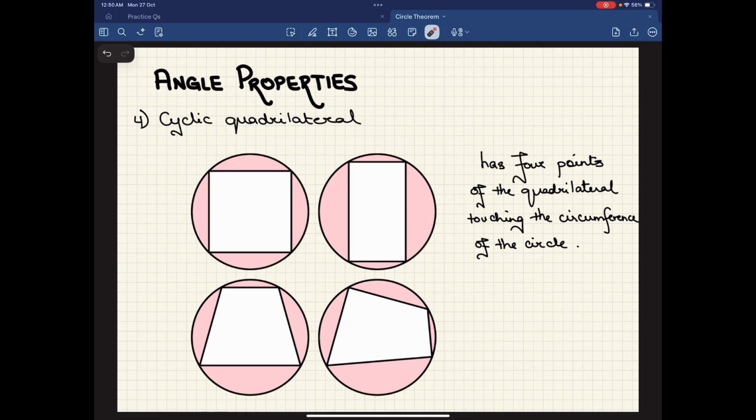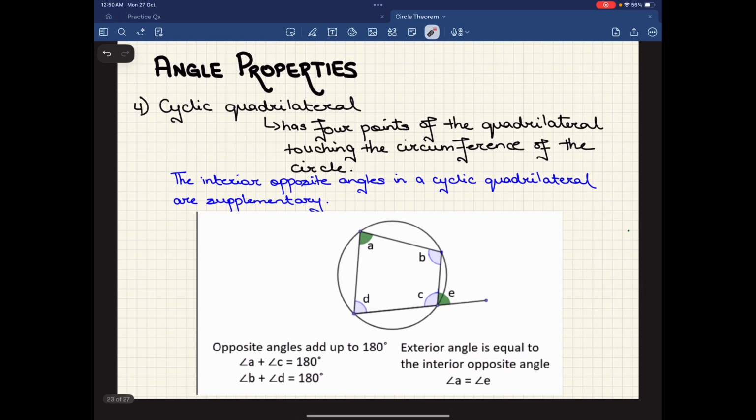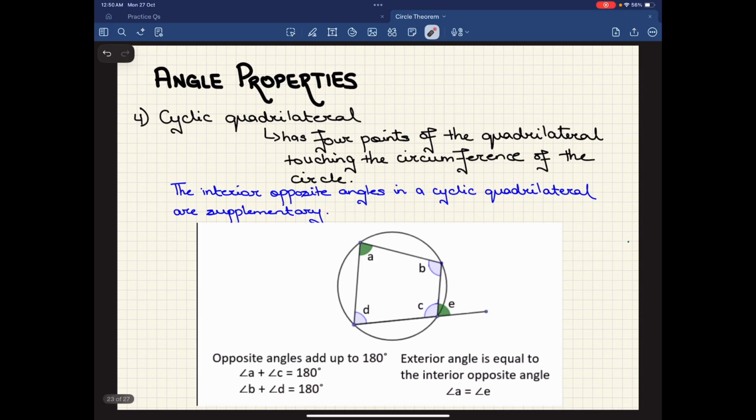Now, if you have a cyclic quadrilateral, then there are some special properties that become applicable. The first property is that the interior opposite angles in a cyclic quadrilateral are supplementary. Supplementary means they add up to 180. So this is one interior angle, and which angle is the opposite interior angle? The angle opposite to this one is this. So basically angle A and angle C should add up to 180.